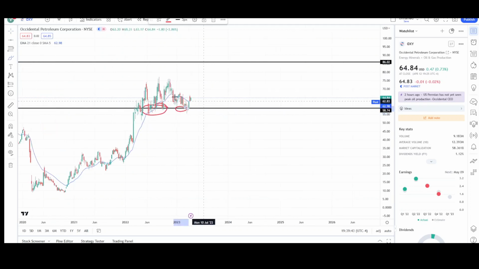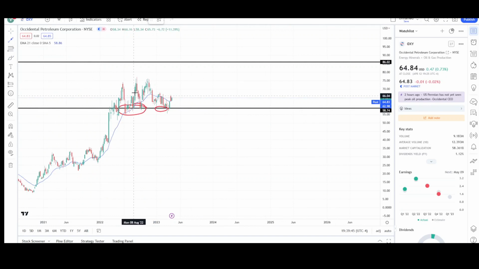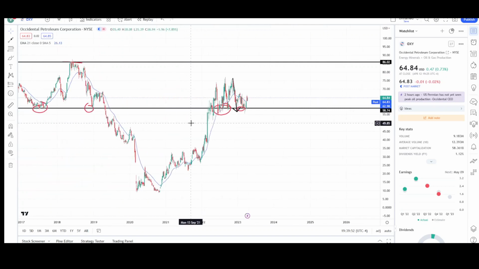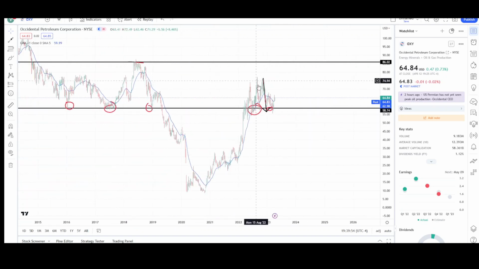Sellers are about to give up because we just saw two large attempts by them to break it. So this is the first large attempt. This is the second large attempt. It was met, and prices are still defending this level. So it tells me you're probably going to see higher prices.